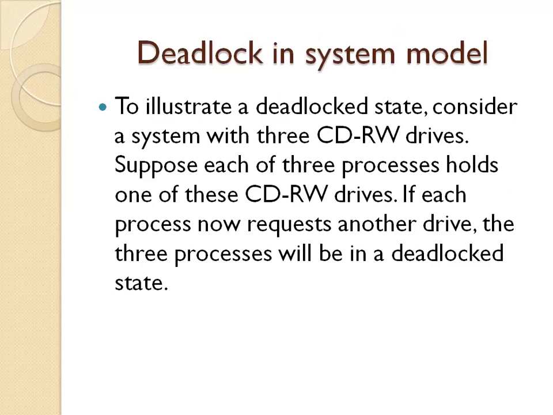Deadlock in system model. How will the deadlock occur in the system model? To illustrate a deadlock state, consider a system with three CD rewritable drives. Suppose each of three processes holds one of these CD rewritable drives. If each process now requests another drive, the three processes will be in a deadlocked state.